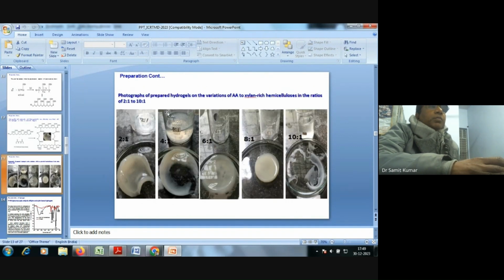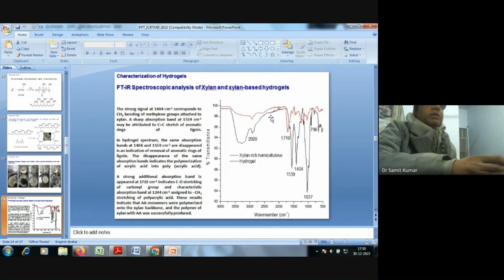These are the photographs of hydrogels which I have prepared in my lab by the ratio of 2:1 to 10:1. Here 2 mole of acrylic acid, 1 mole of Xylan. Here 10 mole of acrylic acid, 1 mole of Xylan. It means we vary from 2 mole to 10 mole of acrylic acid for a fixed mole of Xylan, and we get this type of hydrogels. These hydrogels were further characterized by FTIR spectroscopy.